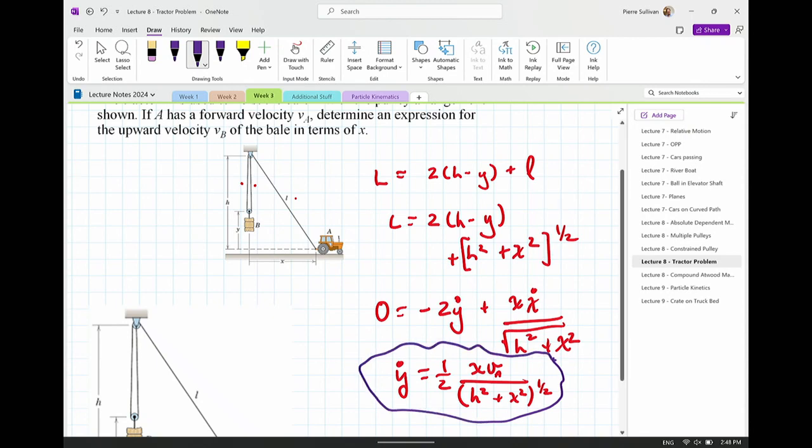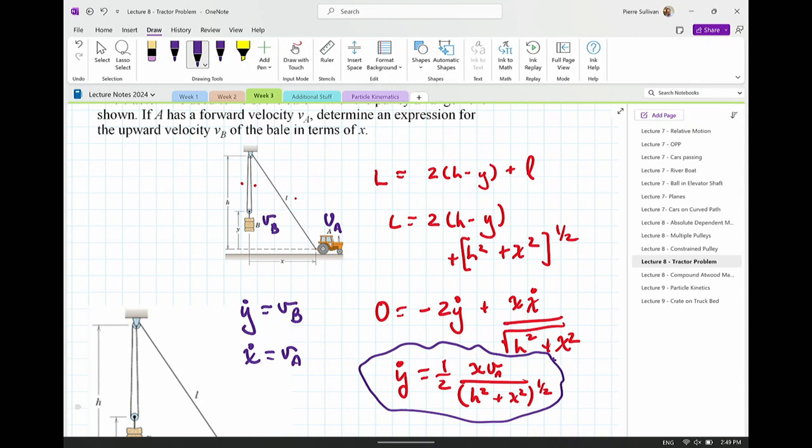Any questions on that? So the question says v_B in terms of x. So when it says v_A, will we leave that x dot or something? Yeah, I probably should have written this a little bit differently, but v_A is here, v_B is here, y dot equals v sub B, and x dot equals v sub A.